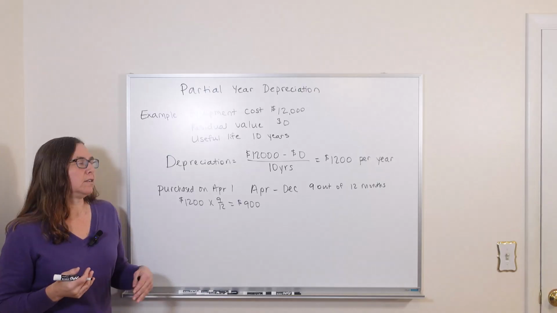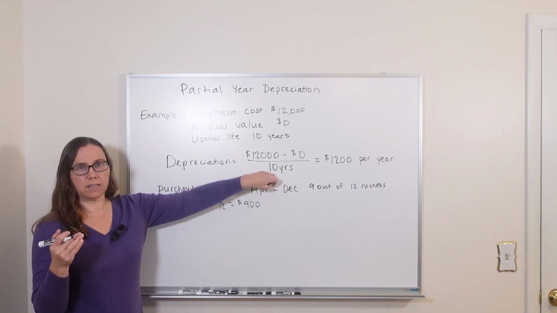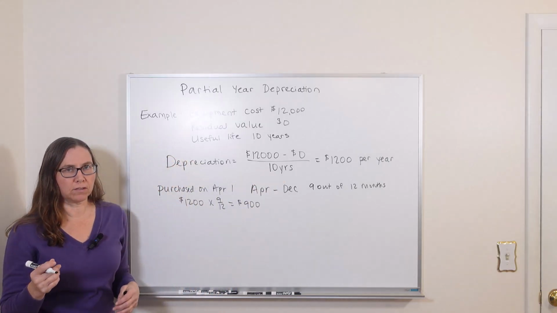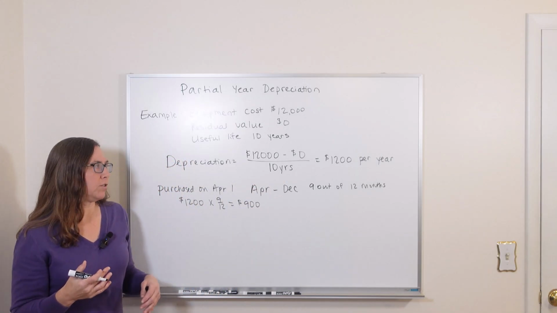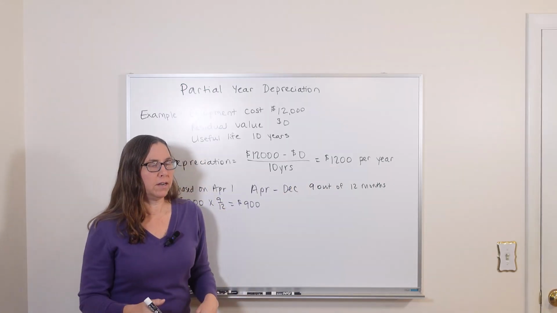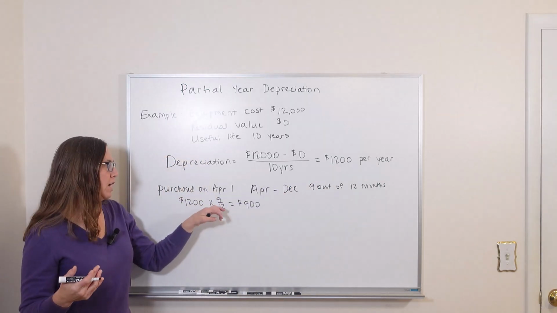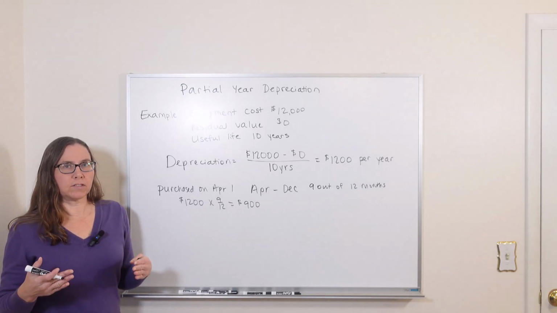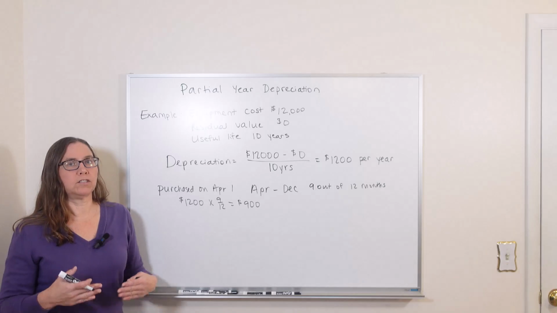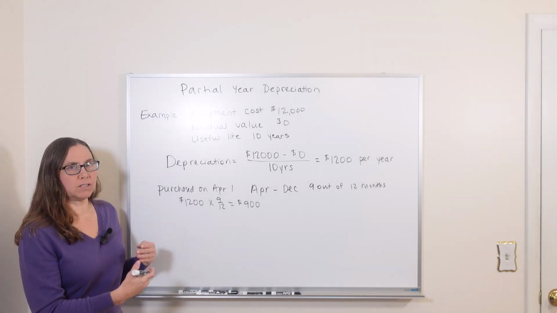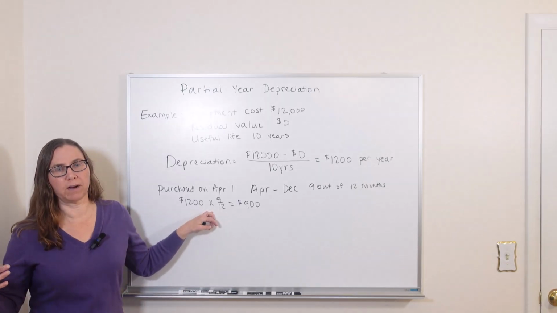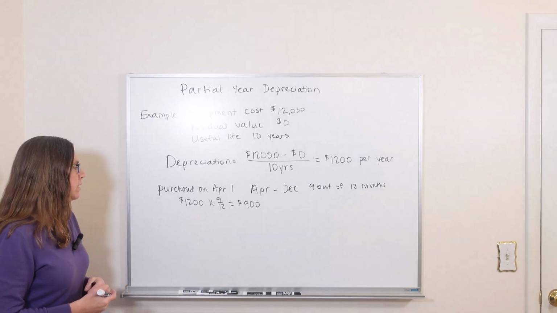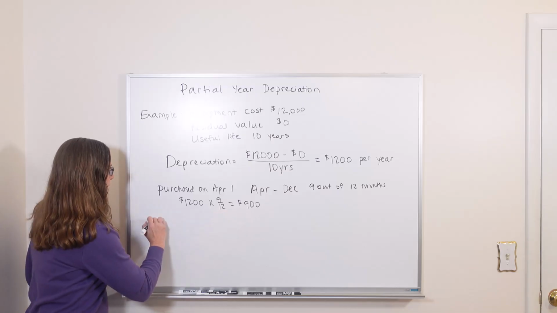Now, what you could have done was, instead of dividing in the original formula by 10 years, you could have divided by 120 months, and that would give you a depreciation amount of $100 per month, and then just multiply that $100 a month times 9 months. So that's another way to calculate this, but whatever's easier for you, whatever makes more sense to you is what you should do. But I'm just going to assume that you're multiplying by the fraction to represent the partial year in this situation.